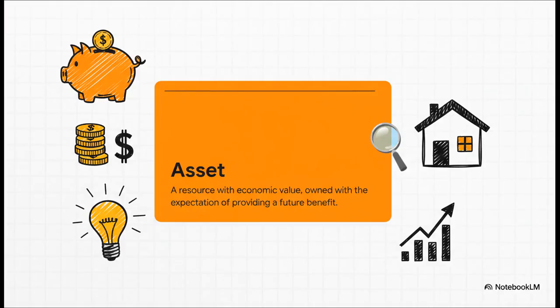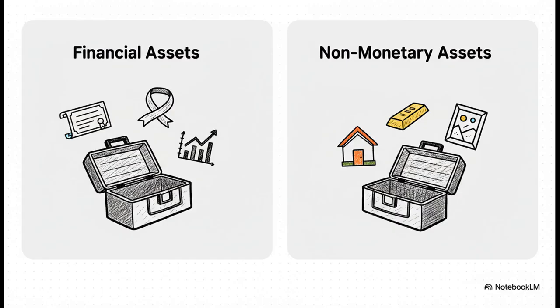So what is an asset? It sounds complicated, but it's not. An asset is simply something you own that has value, and hopefully the potential to be worth even more in the future. So, every asset fits into one of those two toolboxes. First, you've got your financial assets. These are intangible things like contracts or numbers on a screen. And then you have non-monetary assets. These are the real physical items that you can actually hold in your hand.